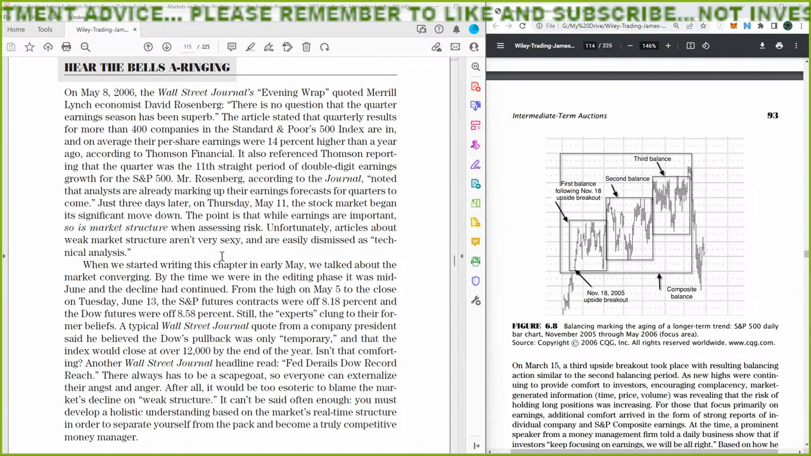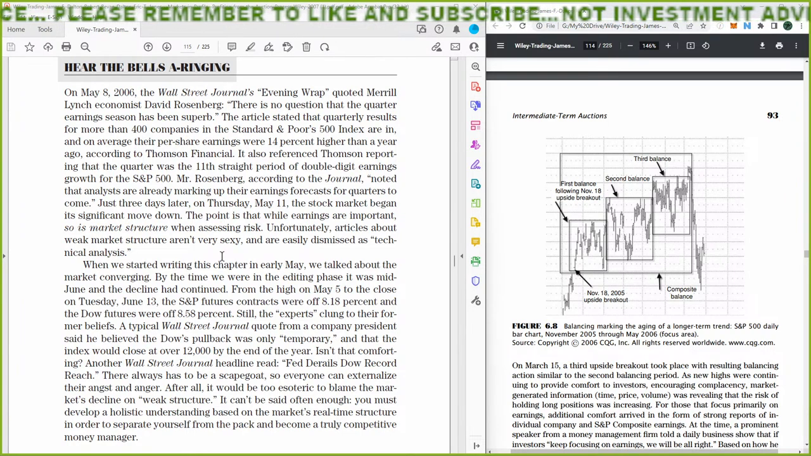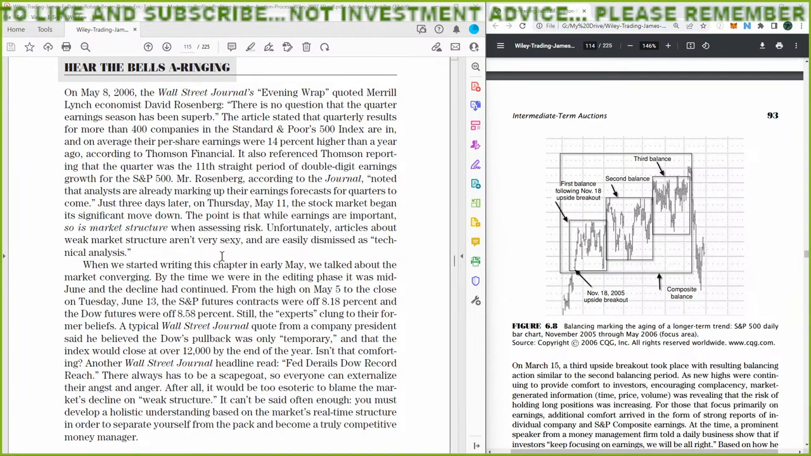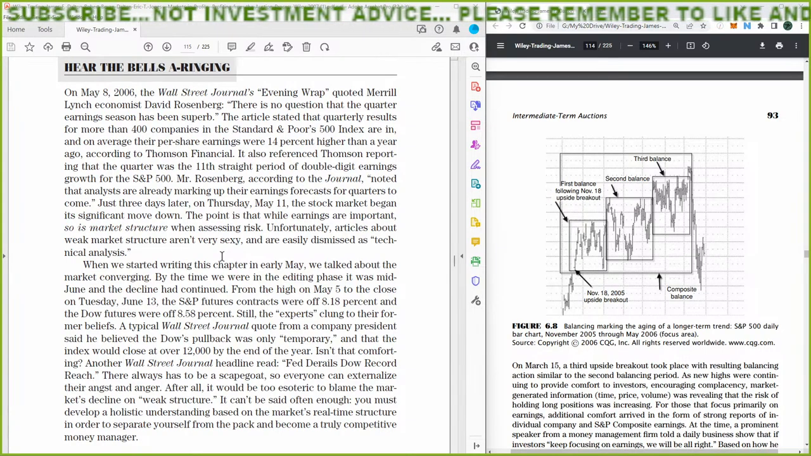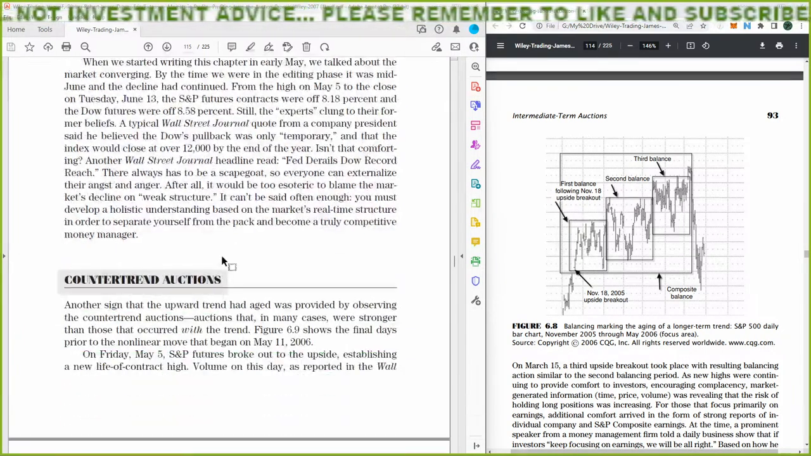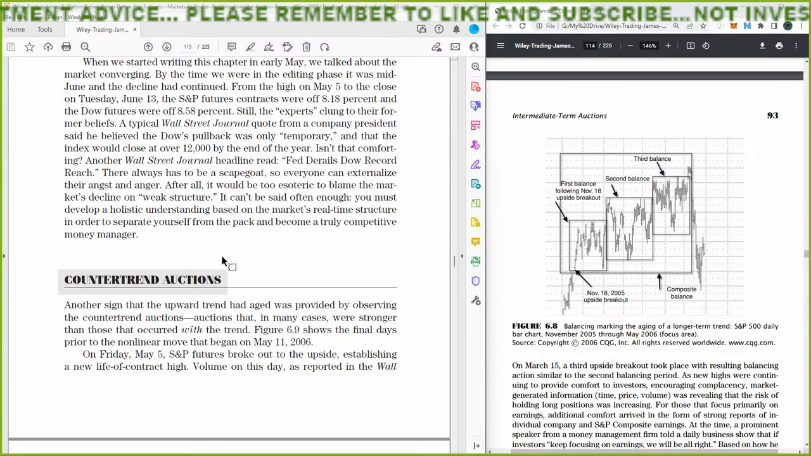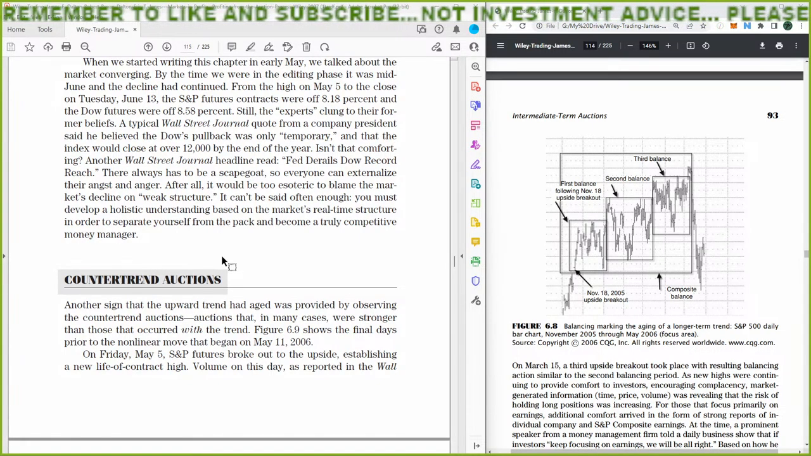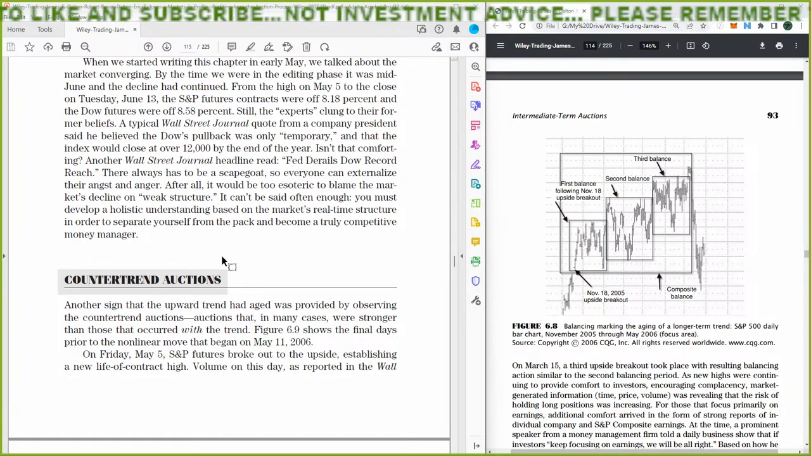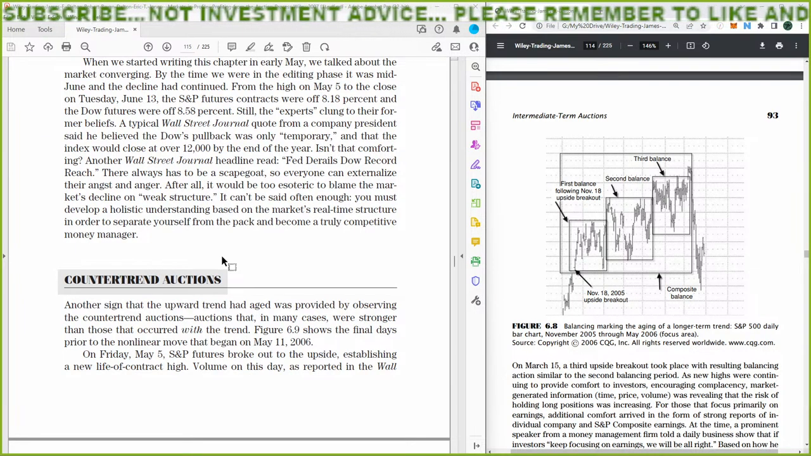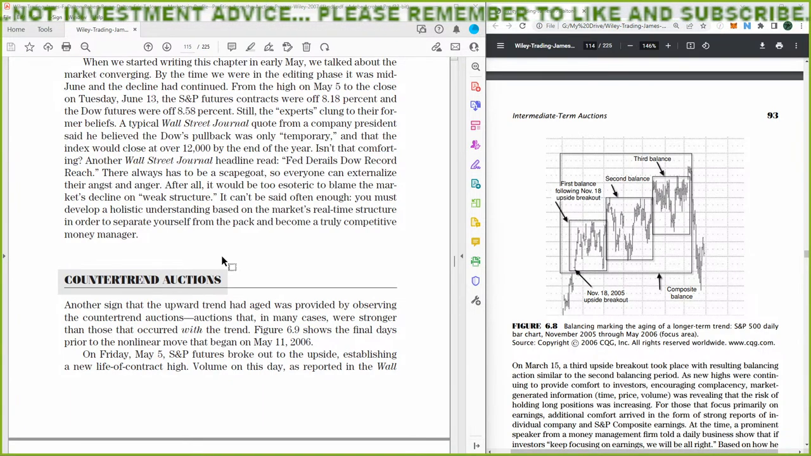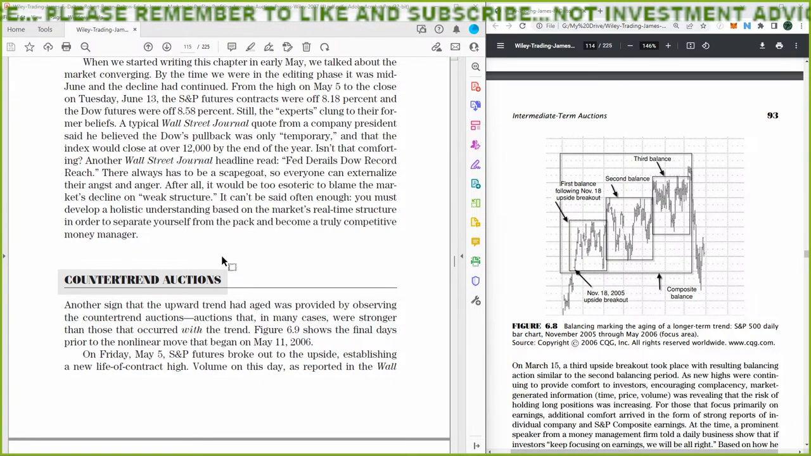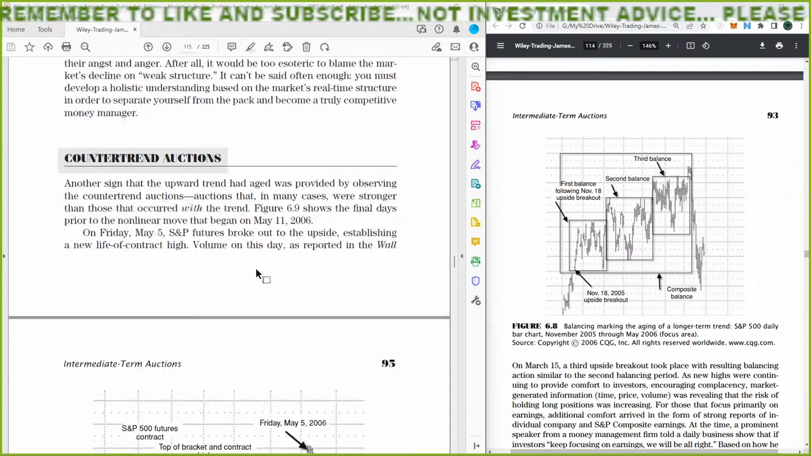A typical Wall Street Journal quote from a company president said he believed the Dow's pullback was only temporary and that the index would close over 12,000 by the end of the year. Isn't that comforting? Another Wall Street Journal headline read, "Fed derails Dow's record reach." There always has to be a scapegoat, so everyone can externalize their angst and anger. After all, it would be too eccentric to blame the market's decline on weak structure. It can't be said often enough, you must develop a holistic understanding based on the market's real-time structure in order to separate yourself from the pack and become a truly competitive money manager.